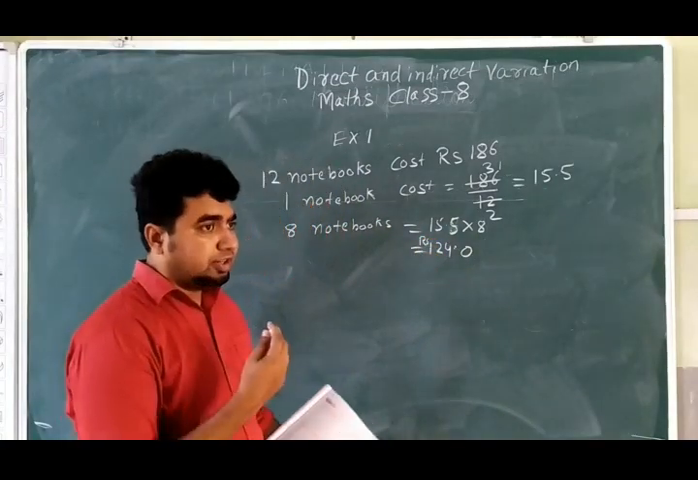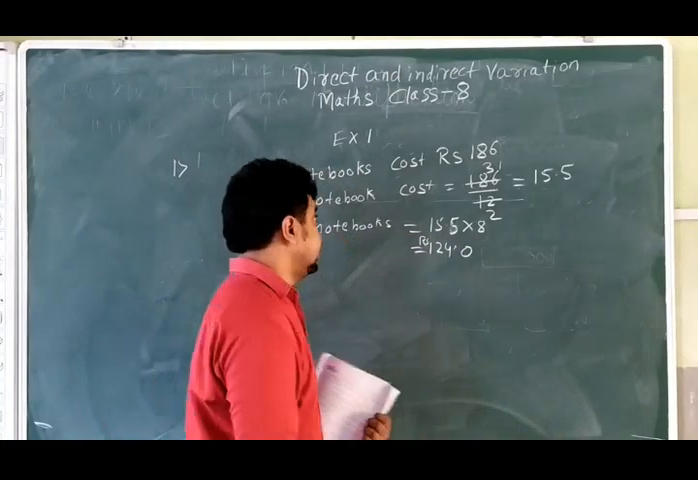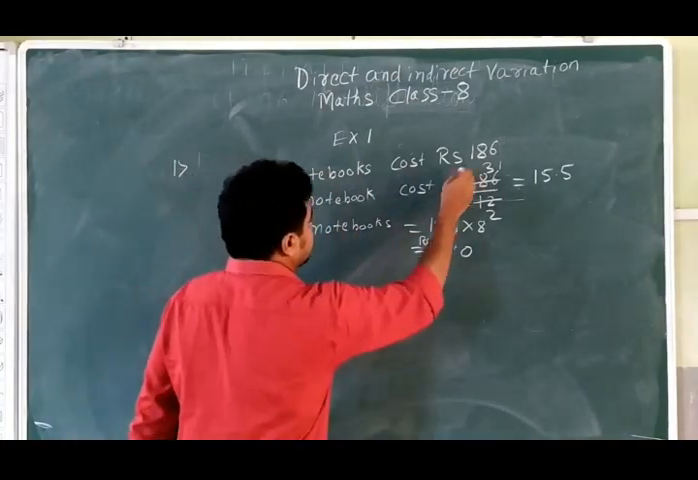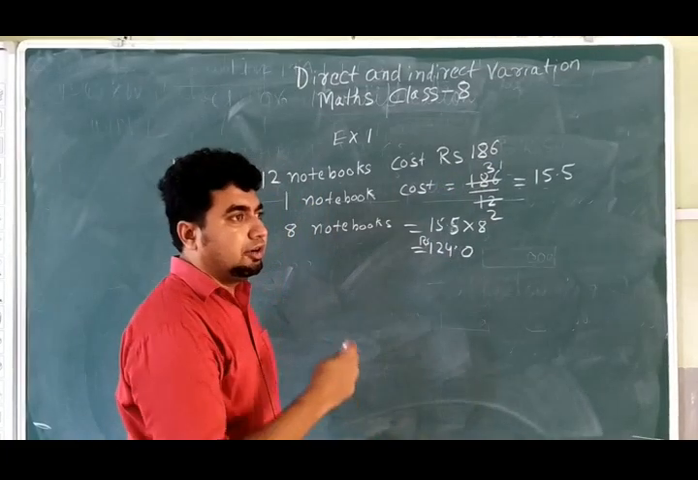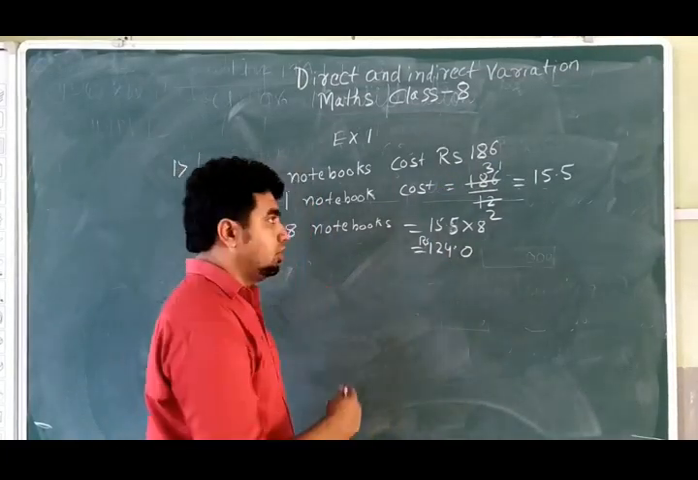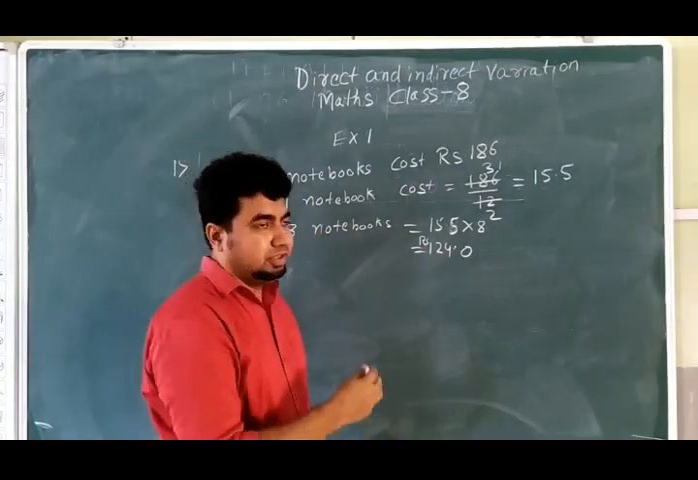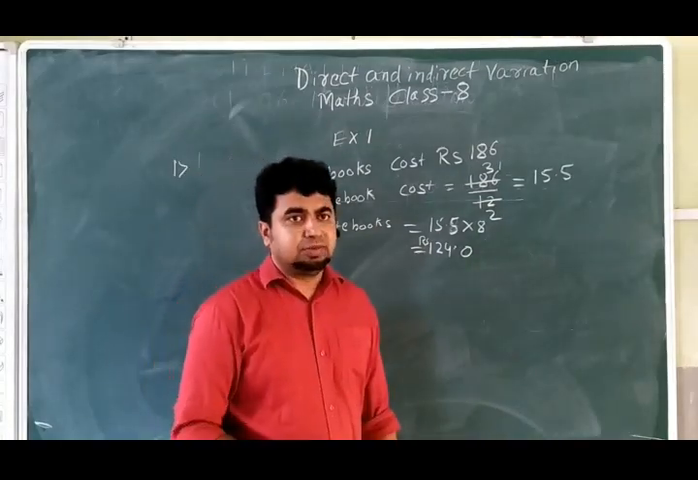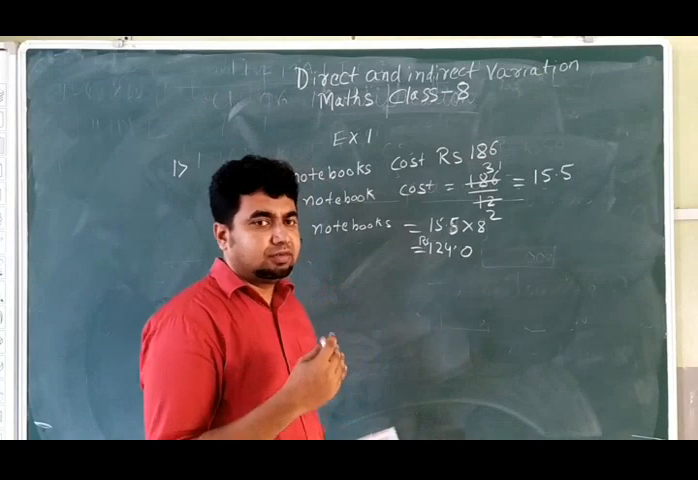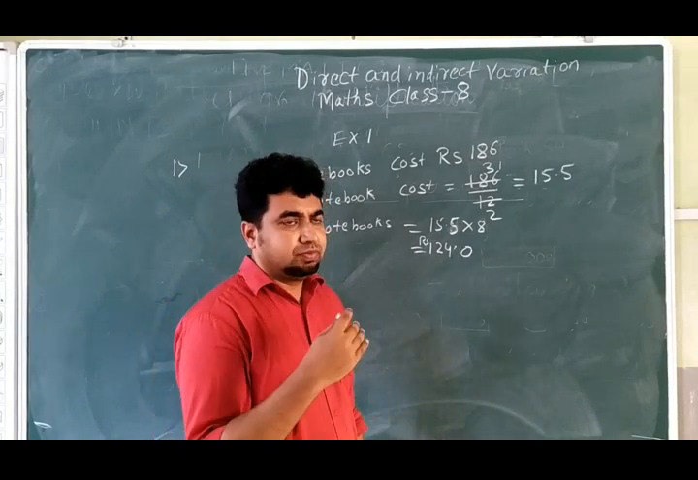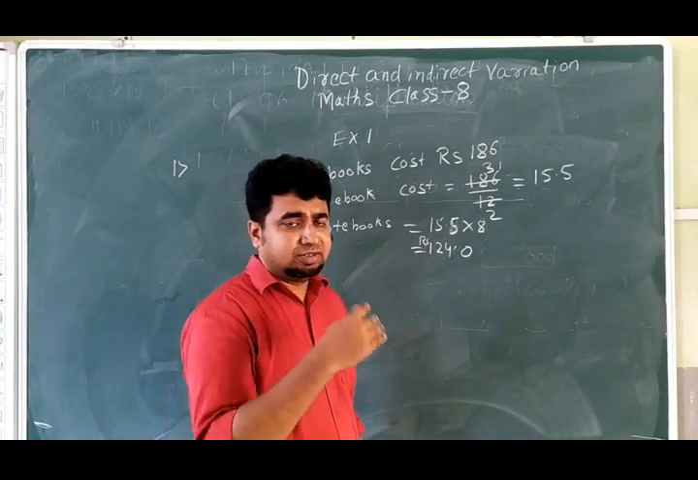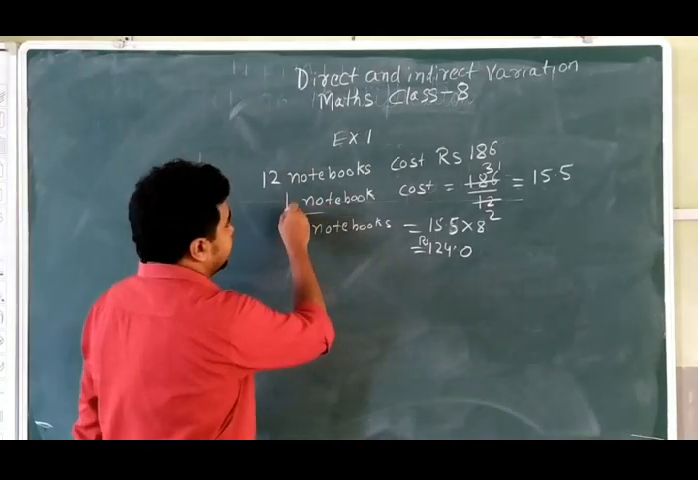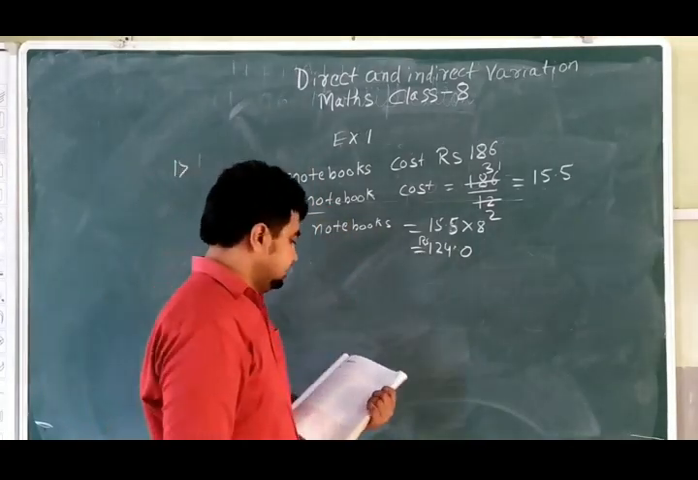So what is our aim? Suppose the quantity is given to us: 12 notebooks is costing rupees 186. Our aim is to find the cost of 1 unit. Here 1 unit means 1 notebook. Or in the question it may be given 1 pen. You have to find how much one man is working, or what is the cost of one pencil. One thing is very important. So we are finding here one notebook.